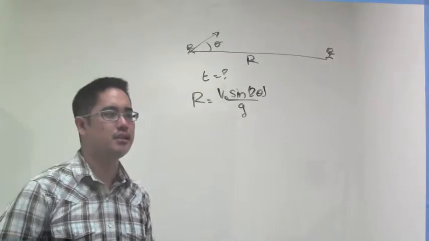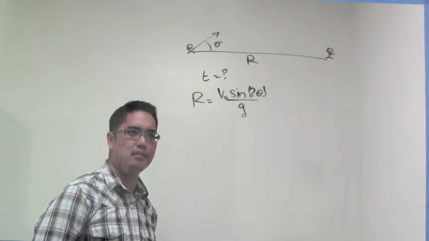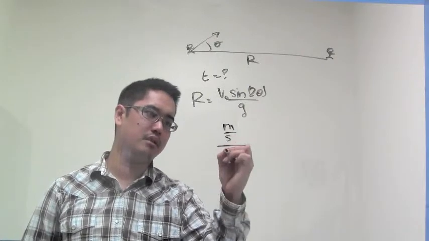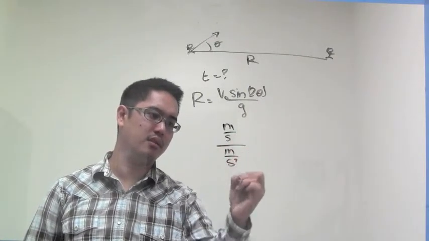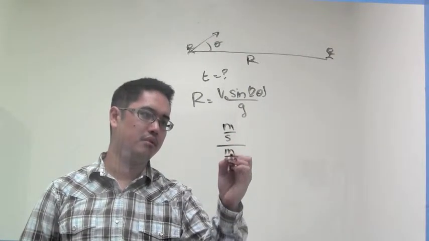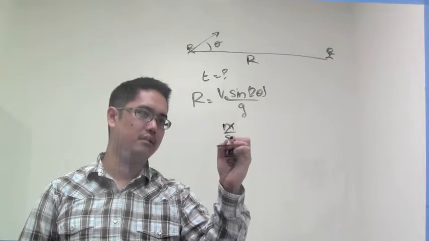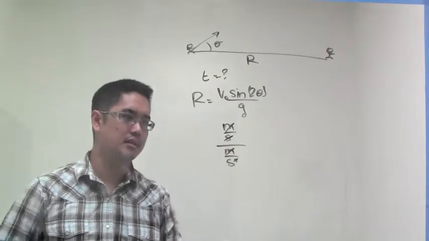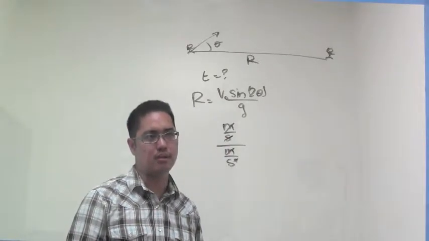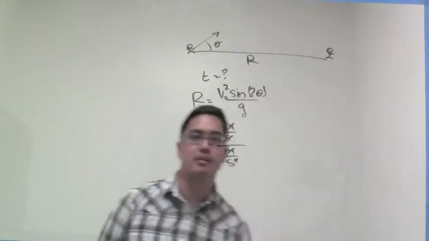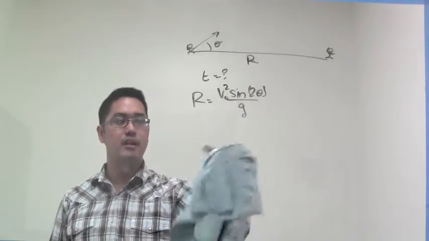Is that correct? Do the units work out? Let's see. This is meters per second on top. This is meters per second squared on the bottom. So this meters comes out with that meters, this seconds comes out with that seconds. The units don't work out. Oh yeah, that's right, I screwed it up. It's V naught squared. That's a good way to check your work.